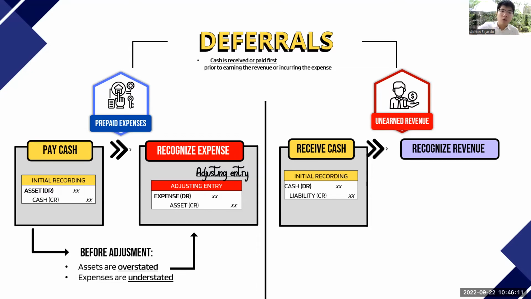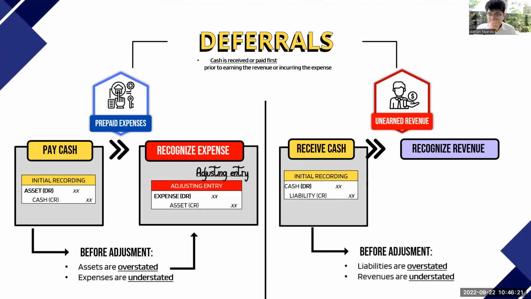So let's say, fast forward, it's the end of the period. I've done the 2 sessions. Therefore, I have earned my revenue. I no longer have a liability to the student, right? So before the adjustment, my liabilities are overstated because in the example I gave, my liabilities are still 1,000 in the adjusted trial balance. When in fact, it's no longer a liability, it's my revenue. And therefore, revenues are also understated.